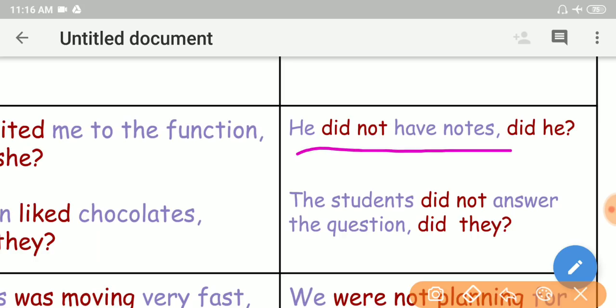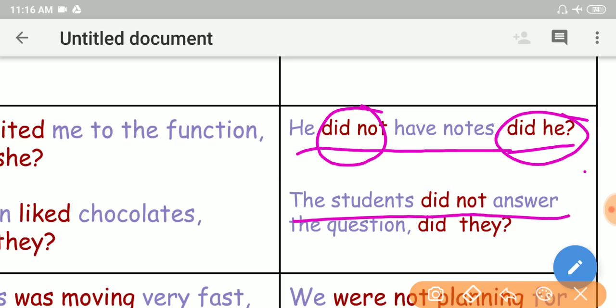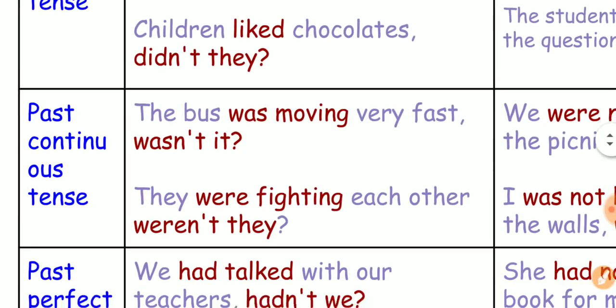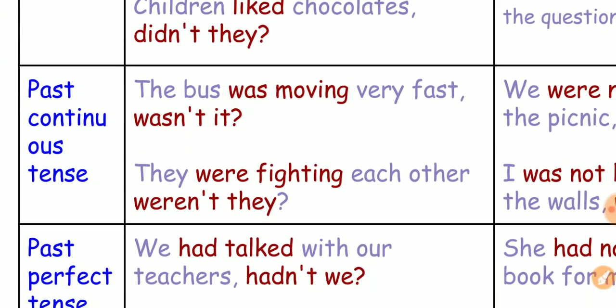He did not have notes, did he? The tag changes into positive. Here the statement is negative, so the tag should be positive, my dear friends. The students did not answer the questions, did they? The tag is positive.